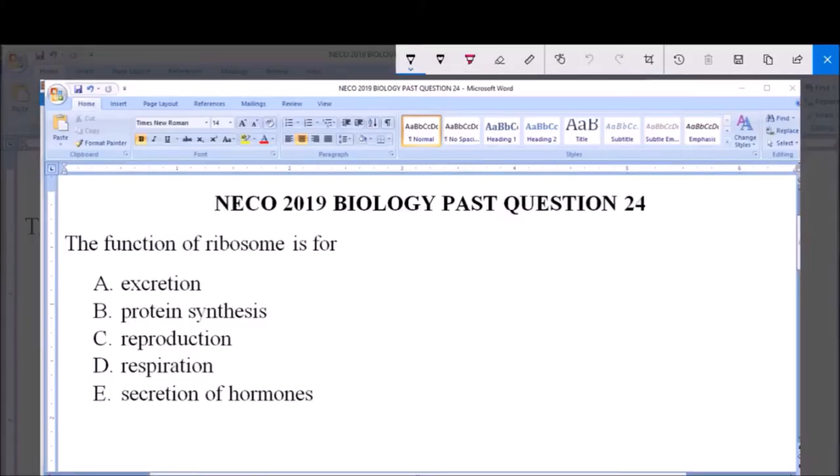I will be answering NECO 2019 biology past question 24. The function of ribosome is for A. Excretion, B. Protein synthesis, C. Reproduction, D. Respiration, and E. Secretion of hormones. Now, we are asked to find the function of ribosome.